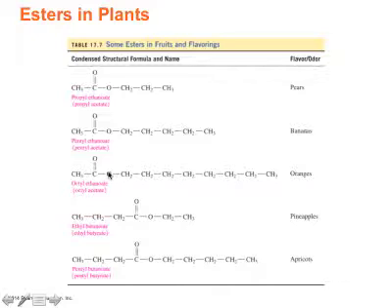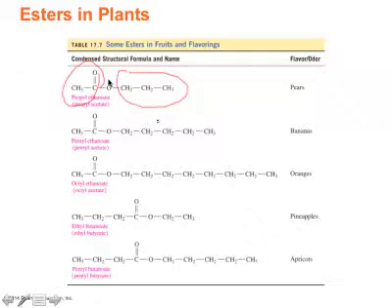Here are some esters in fruits and flavorings. Esters are in perfumes and in things that have odors to them. So let's do a little practice on our naming. Here is the part next to the oxygen, the alcohol part. So this is propyl, propyl ethanoate.